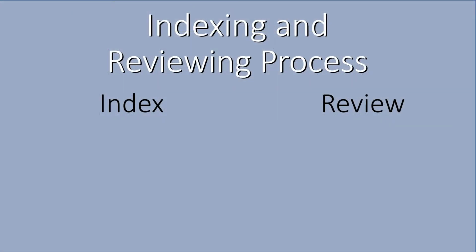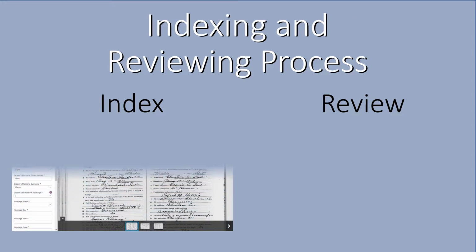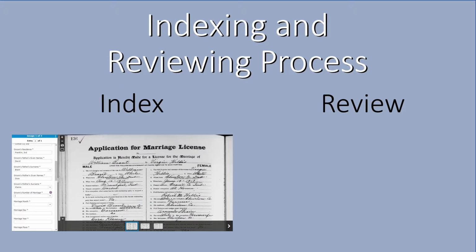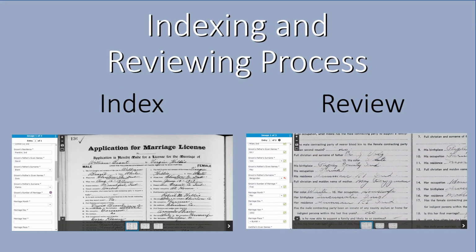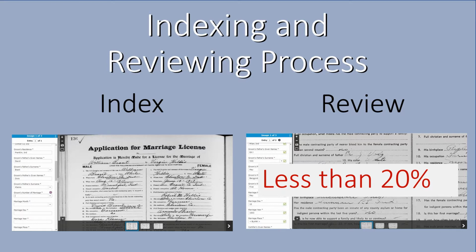In the video, it mentions that 2 people index a record. This has actually changed. One person now indexes a record. Then someone reviews it. If the reviewer makes less than 20% changes to the record, then the batch is accepted and is ready to be added to Family Search. If there are more than 20% changes, it will be put back into the review pile again. The process continues until there are less than 20% changes.